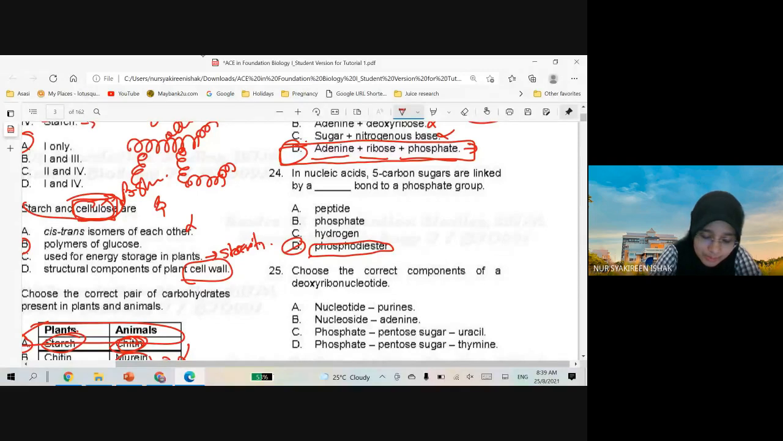So if you look at this, this is the basic structure. This can be adenine, and then the 5 carbon sugar is linked to a phosphate group. So this is the basic structure of a nucleotide. This is oxygen. So carbon number 1, number 2, number 3, number 4, number 5. So number 3 has OH. It has an OH group.